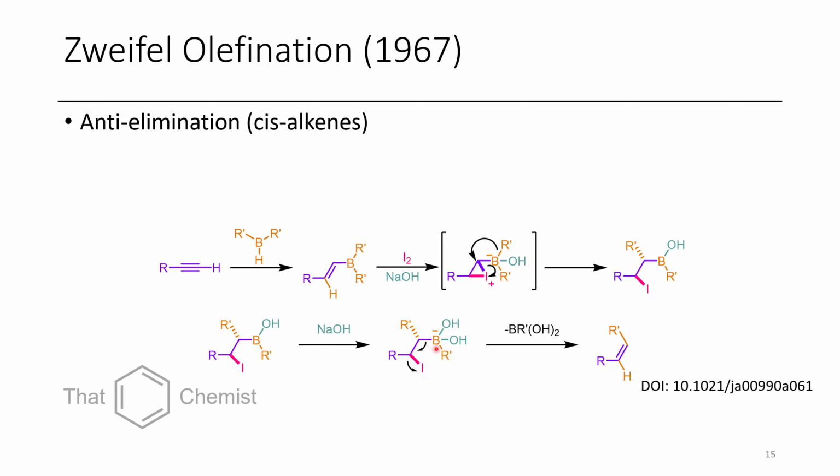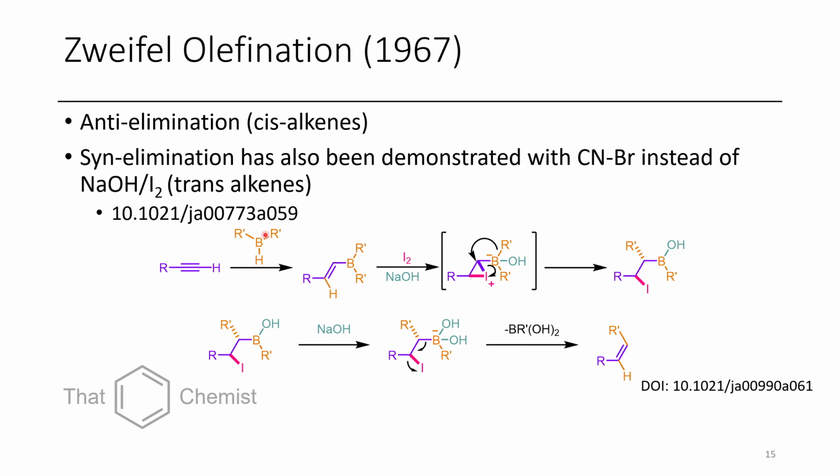But in this case, instead of having the R group migrate, the boron-carbon bond cleaves, displacing iodide as a leaving group, and then we form a cis-substituted alkene. In other cases, I guess because this is an alkyne, you can only form cis-alkenes, you'd never be able to form E-alkenes.